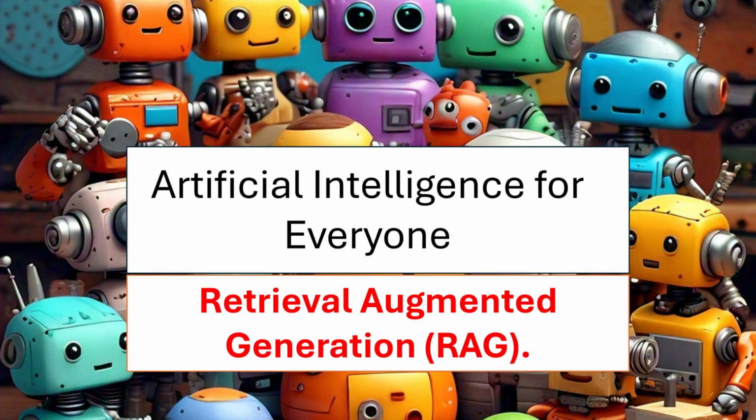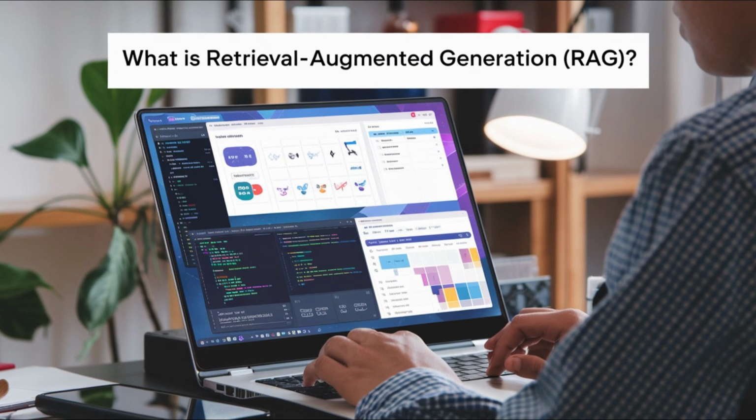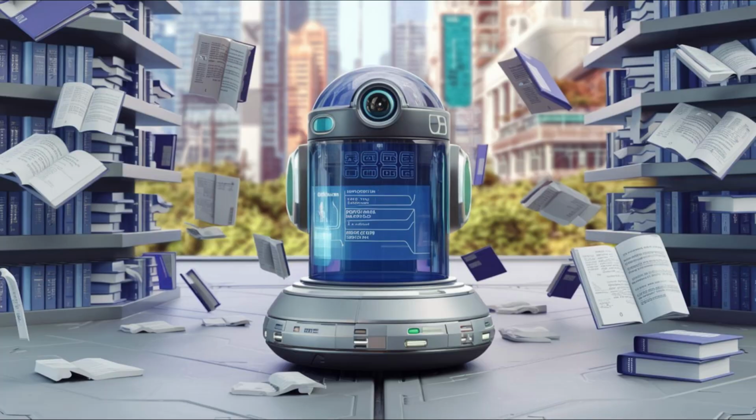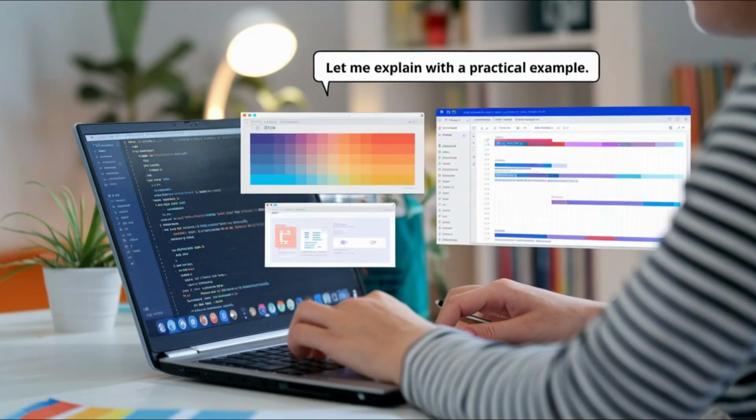This video explores the concept of Retrieval Augmented Generation, or RAG. First, let us see what RAG is. It is an AI framework that combines two powerful technologies: information retrieval, to fetch relevant data from external sources, like a library's catalog or digital archives, and generative AI, such as ChatGPT, to synthesize this data into a conversational, easy-to-understand response. Think of it as an intelligent librarian who not only points you to books but also summarizes them and answers your specific questions. Let me simplify the RAG concept with a practical example.